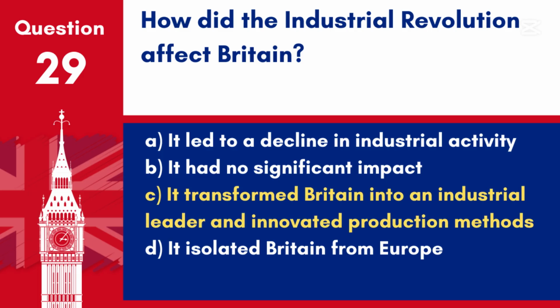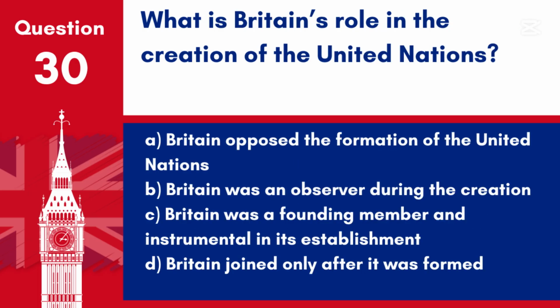Answer: C. It transformed Britain into an industrial leader and innovated production methods. The Industrial Revolution began in Britain and profoundly changed its society, economy, and position in the world by leading industrialization and technological innovation.